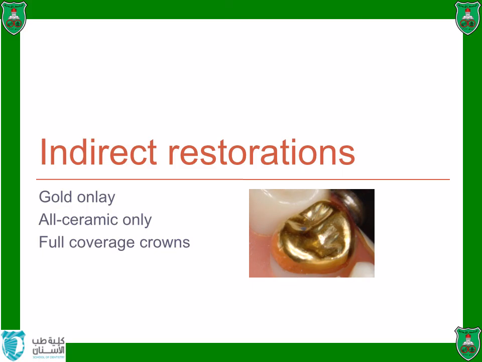Finally, the indirect restoration, we have all type of choices. We have full coverage, we have all ceramic, metal, full metal, whatever we will learn in crown and bridge next year, inshallah. So indirect restorations is a choice for treatment of grossly carious teeth. It could be using a foundation on those teeth with either amalgam, composite or resin-modified glass ionomer. Then those restorations will cover the tooth to protect it from further damage.